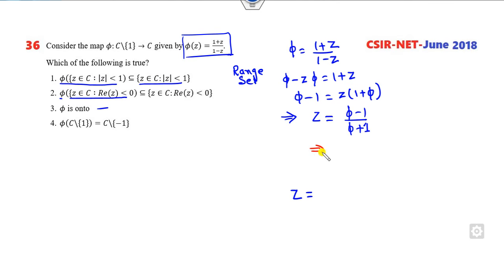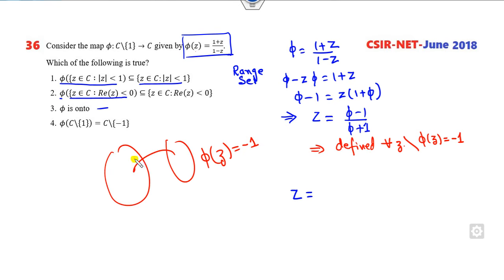This z is defined for all values of z except whenever phi of z is minus 1. When phi of z is minus 1, you are unable to get back to z. That is, this is not onto. You are unable to find the value of z whenever phi of z is minus 1.